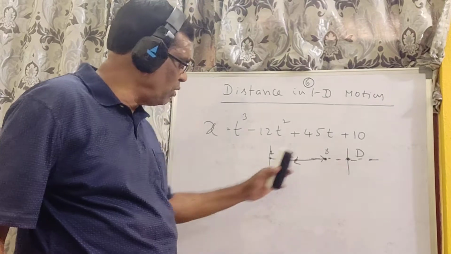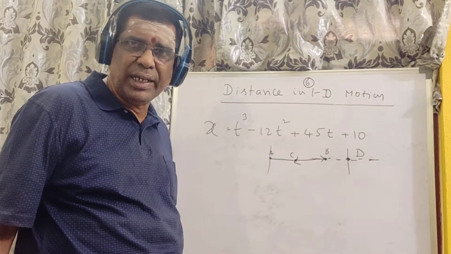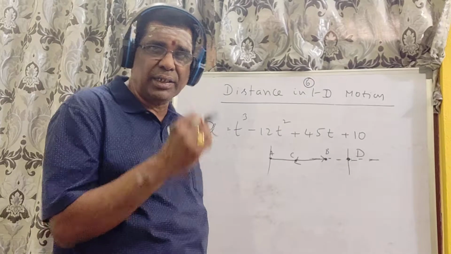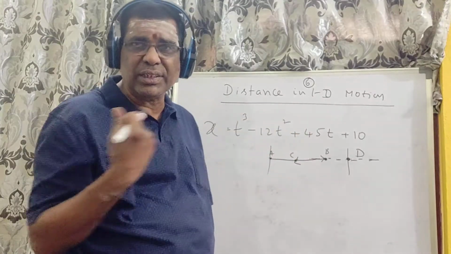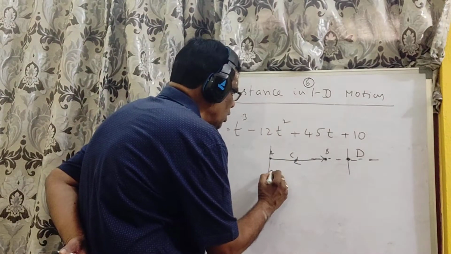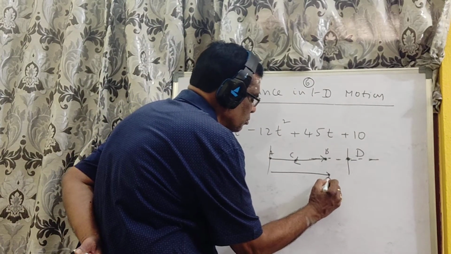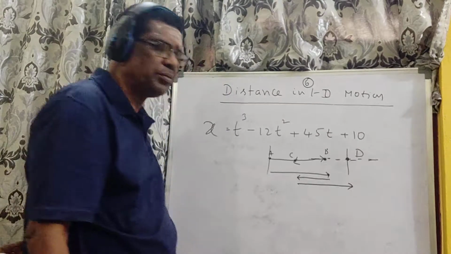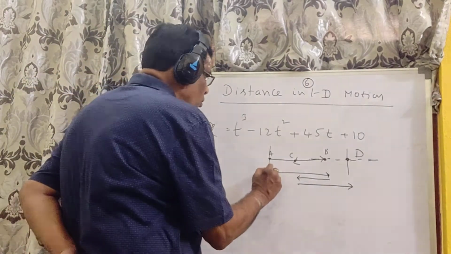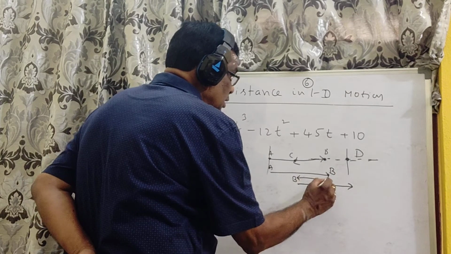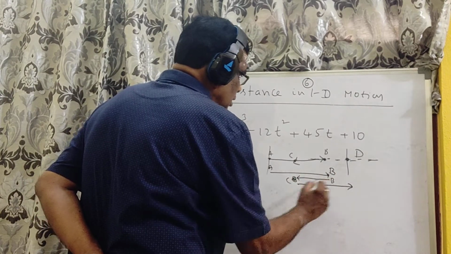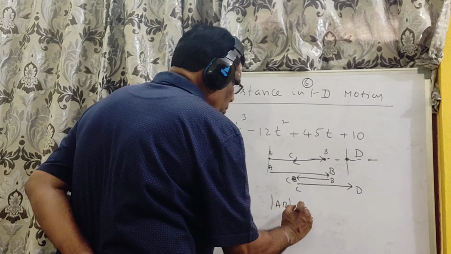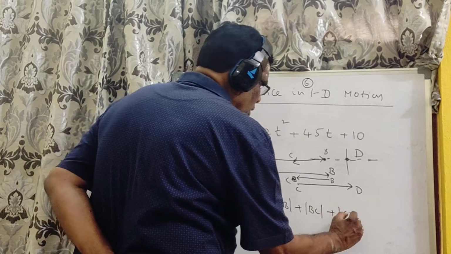And how to get that? Suppose I want to know what is the distance covered from A to D, as I've already told you, you have to first of all identify where exactly the particle stops and reverses its direction of motion. I am showing it to you here. A to B, it has done. Then B to C, it has done. Then C to D, it has done. So, if I want to know, this is B, and this is C, and this is D, I will give mod AB plus mod BC plus mod CD.